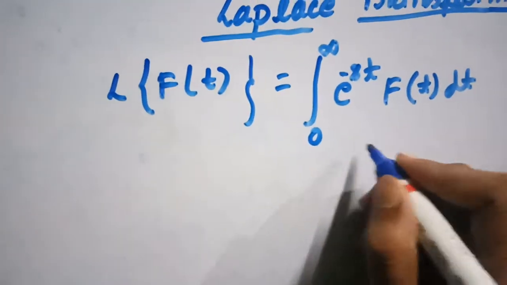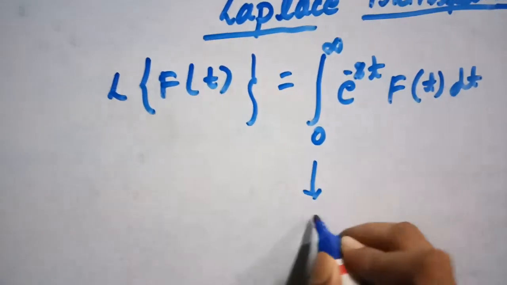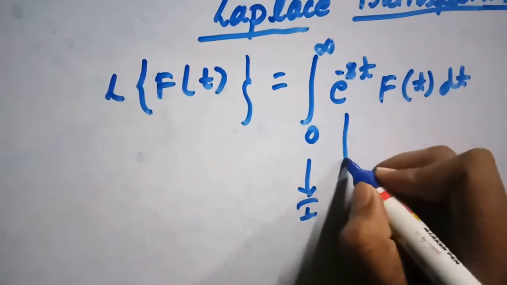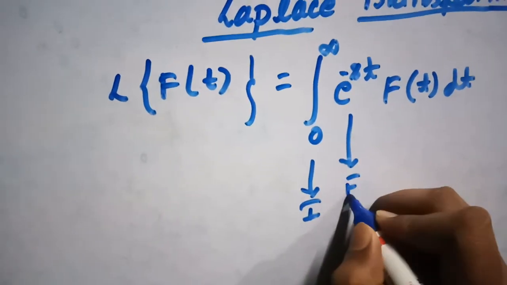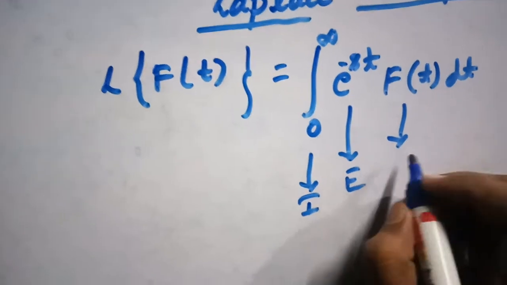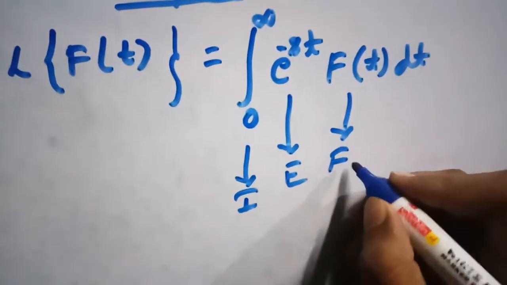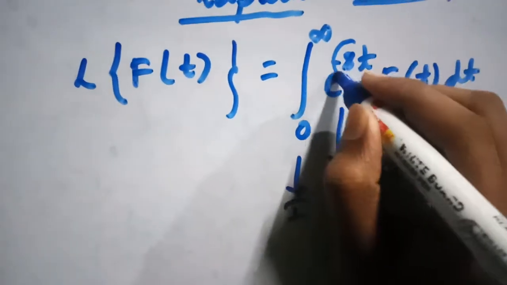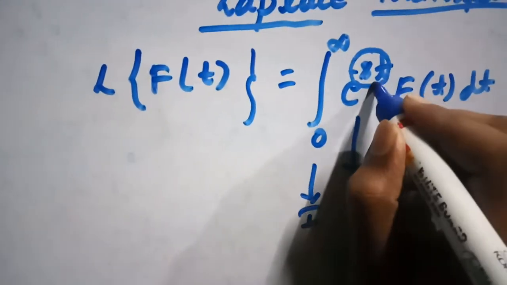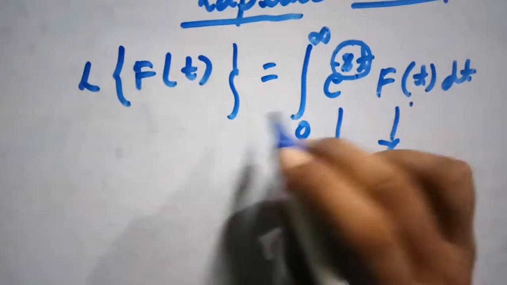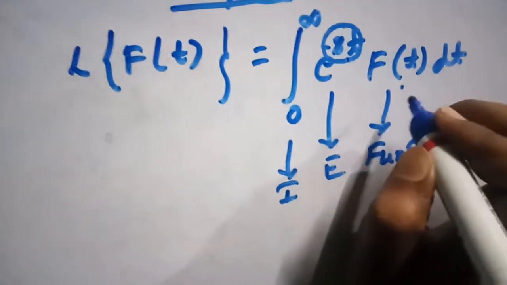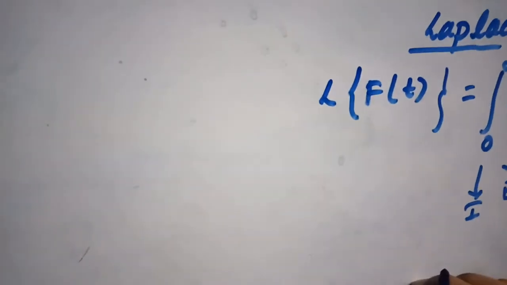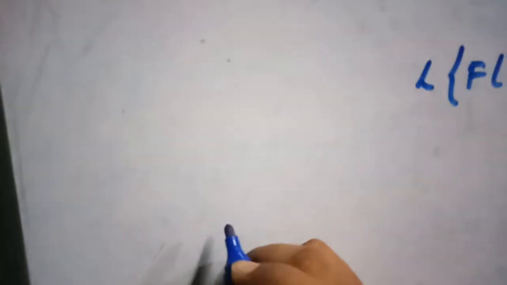Here Laplace means three parts: the integration part, the exponential part, and the functional part. So here are the s and t, two terms. This t will be related to this t, and f(t) here and f(t) here are the same. Now I will teach you the short technique to derive any Laplace formula.